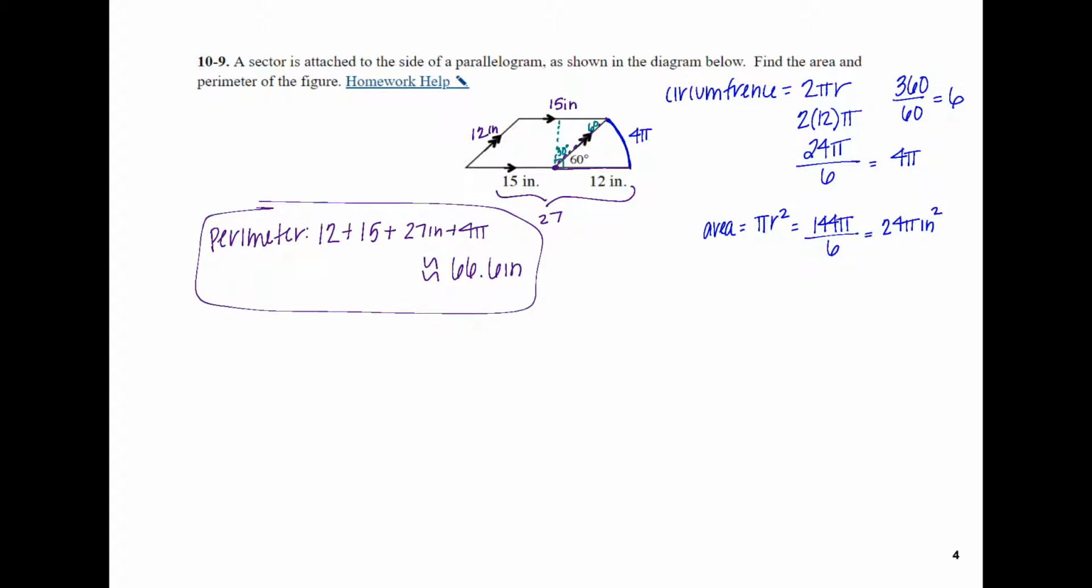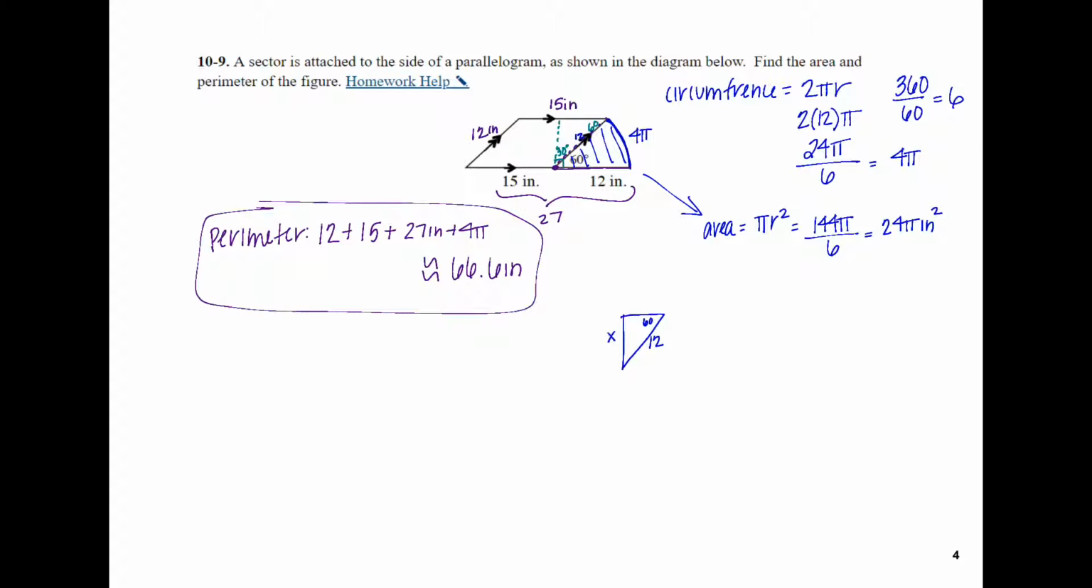When we talk about our area, we found the area of our sector over here in blue. Now we need to find the area of our parallelogram. So we need the height of our parallelogram. So looking at this, we have our hypotenuse, which is 12. We need this piece of information right now, and we know both of our angle measures. So we can go ahead with either 30 or 60, whichever you prefer.